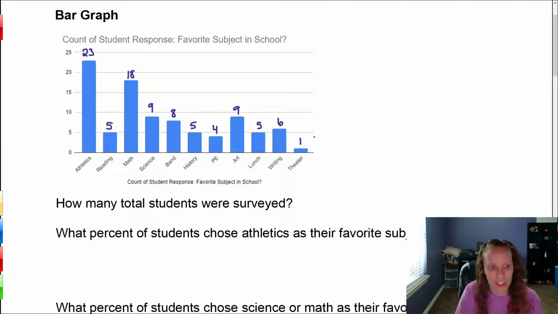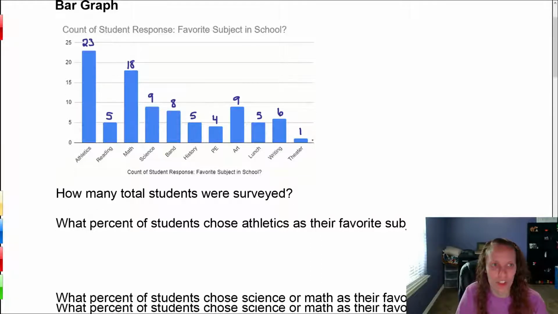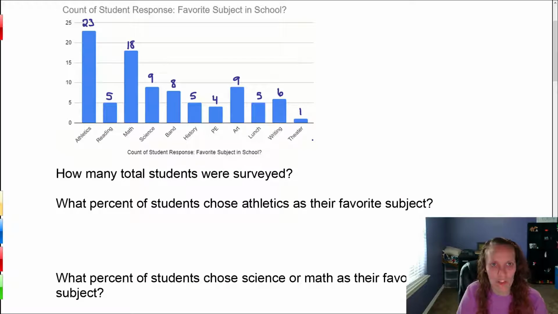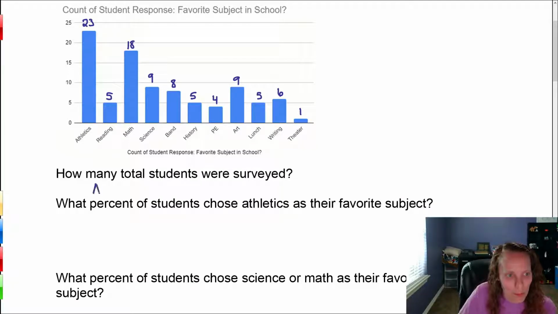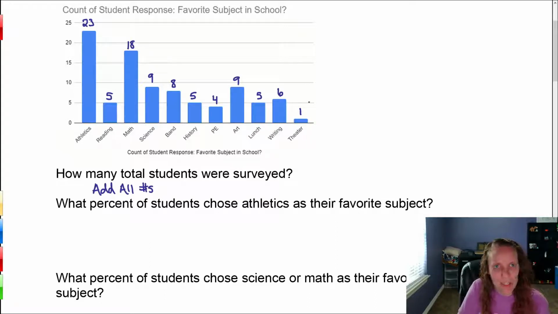So the first question says, how many total students were surveyed? Well, to find the total number of students that were surveyed, you'd have to add up all the numbers. And so if you were to add up each of these, to save us a little bit of time, I've already added it, and that equals 93 students.